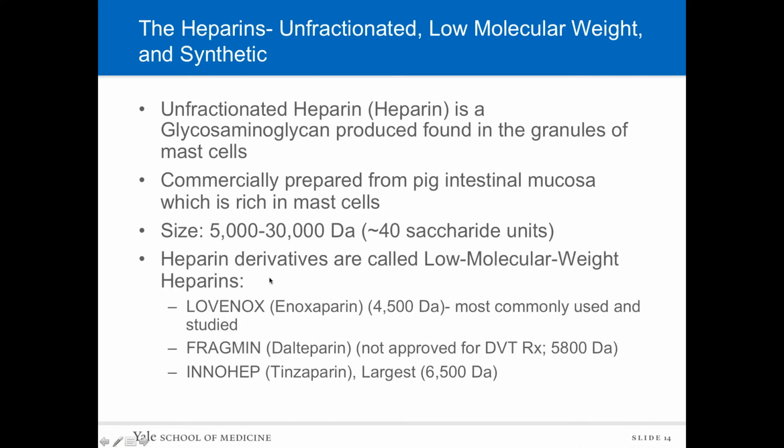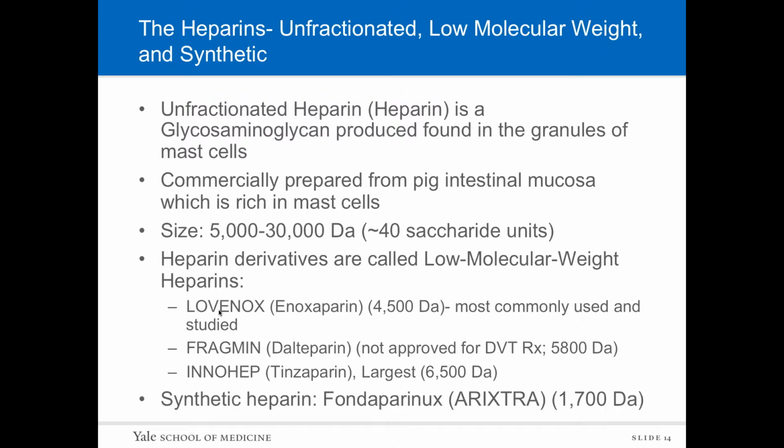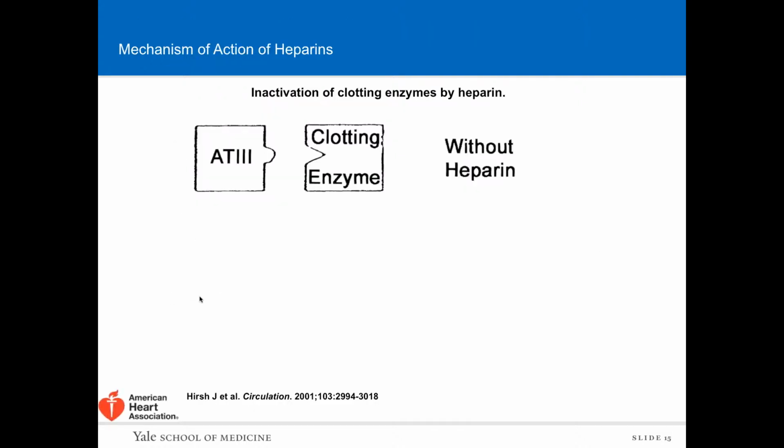Heparin derivatives are called low molecular weight heparins. The commonly available low molecular weight heparins are enoxaparin, dalteparin, and tinzaparin, and they all vary in their sizes. The one synthetic heparin that's available is called fondaparinux or Arixtra, which is the smallest molecule amongst all the heparins that are available. Just two quick slides on the mechanism of action of the heparins.